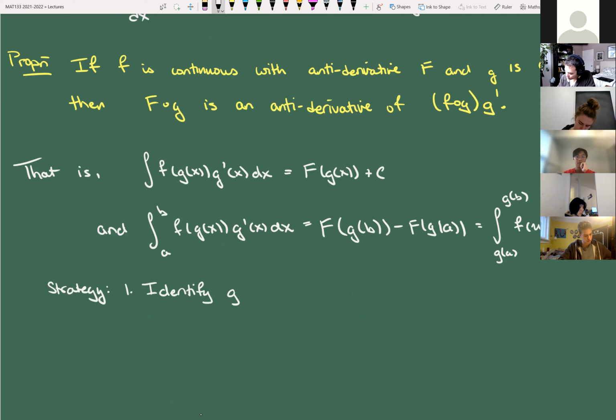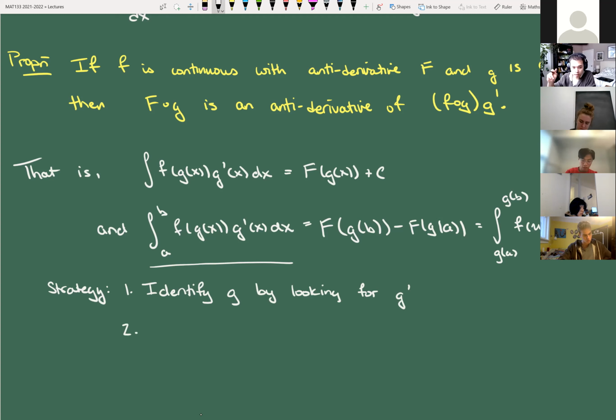When you start, you're starting with this thing right here. You have no idea what the functions F and g are. You need to choose them. So what we're going to do is try to identify g by looking for g prime. Both g and g prime appear in this formula. So we're going to look for something and its derivative, and if we find that, that's a good suggestion that we should use that as our g.